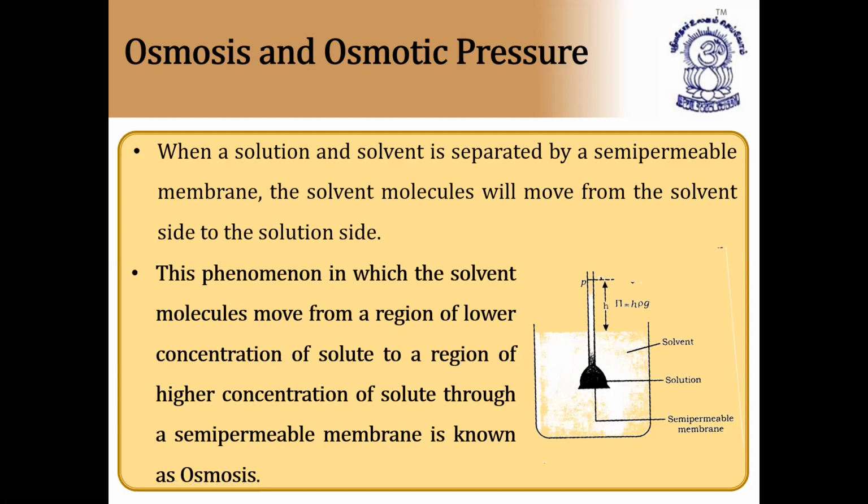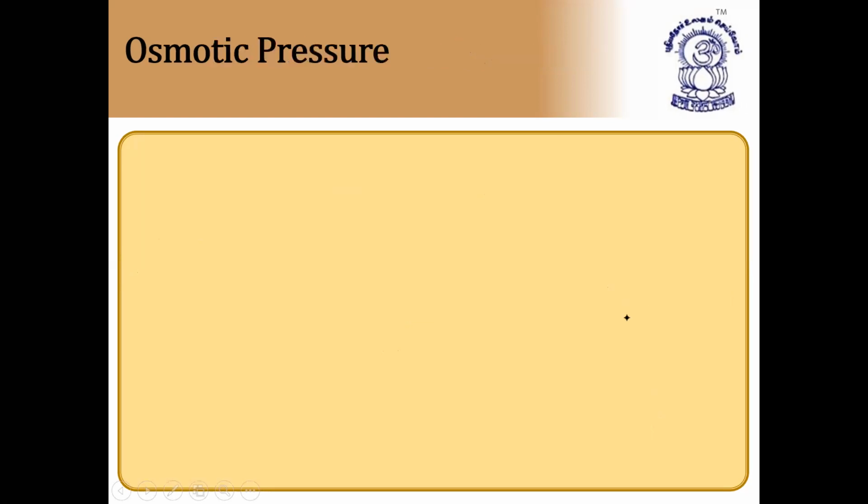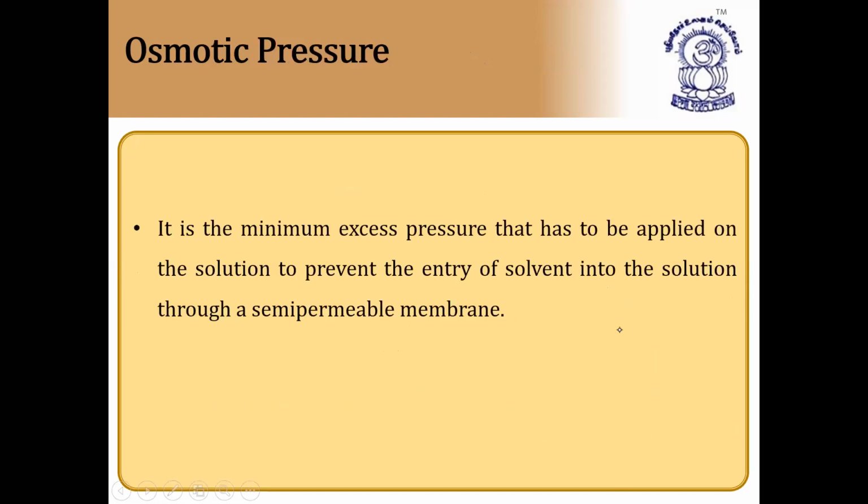In the diagram you can see, through SPM, solvent molecules are flowing towards the solute side, where solute is of low concentration and solvent is of high concentration. So this is called osmosis, and the pressure applied to prevent osmosis, very, very important here, is called osmotic pressure. It is the minimum excess pressure that has to be applied on the solution to prevent the entry of solvent into the solution through a semi-permeable membrane.